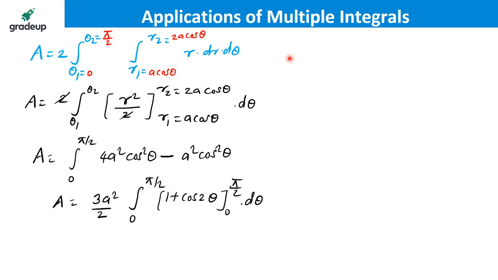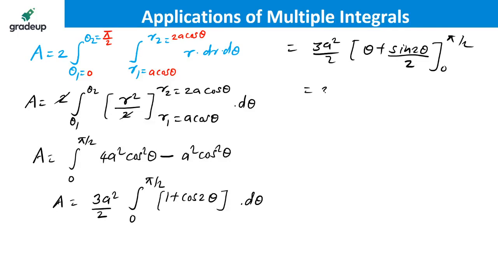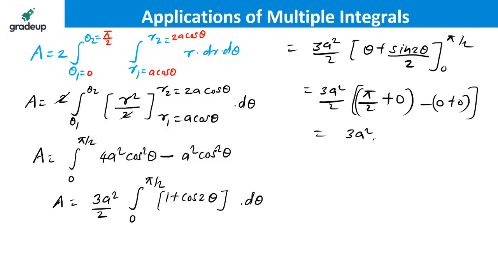Yes. So now you can integrate this. 3A square by 2. Integration of 1 will be theta. Cos 2 theta integration will be sin 2 theta divided by 2. Limits are 0 to pi by 2. Lower bound will be 0. So 3A square pi by 4. This will be the answer.